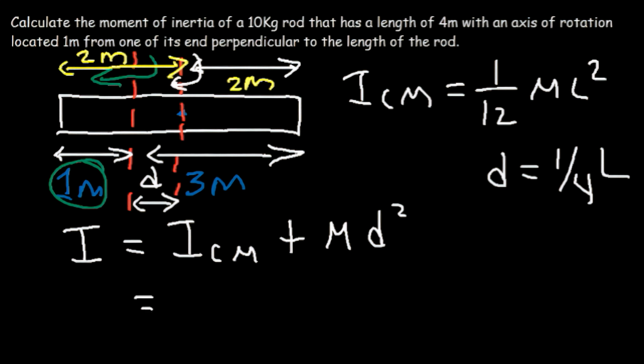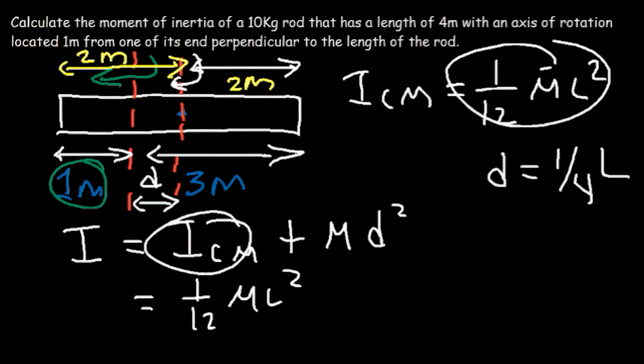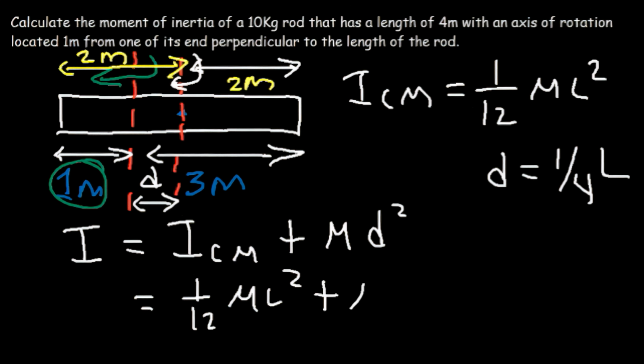So let's find the new equation. It's 1/12 mL squared. That's this equation, plus the mass of the entire rod times d squared, or 1/4 L squared.